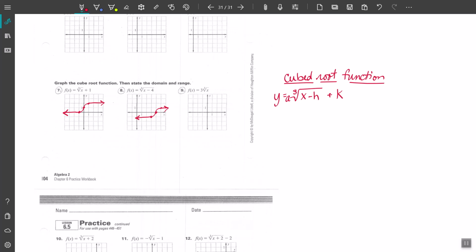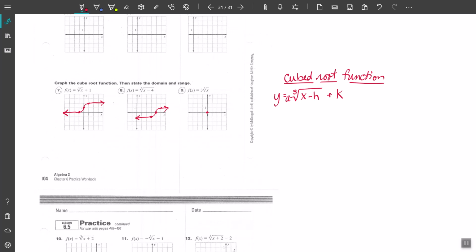Number 9, we don't have any horizontal shift, so there's no h value under the radical. The k value is not there, so we know we have no horizontal, no vertical shift, but we do have an a value of 3 now instead of 1. So what we know here is that this is going to rise on the one side faster, and it's going to lower on the left-hand side a little bit quicker. But we're still dealing with the parent function, so that means that it is running here through the origin.